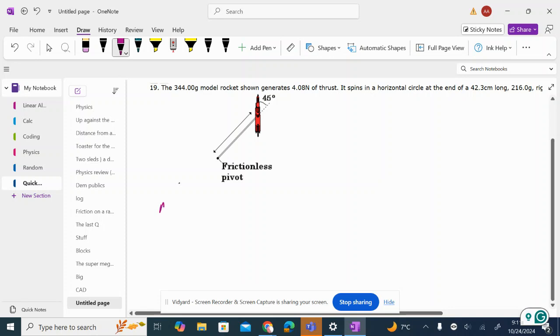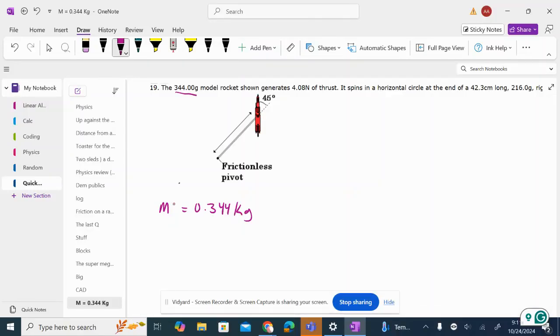So we have our m, which is going to be our mass. It is equal to 0.344 kg. Make sure you guys do convert this. Remember, this is in grams. You want it to be in kg.